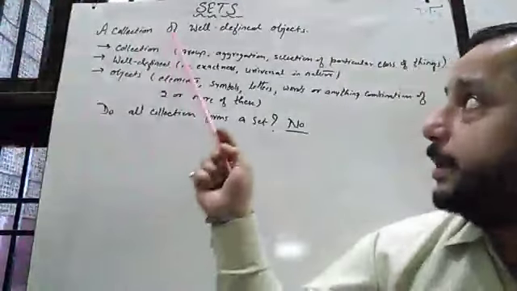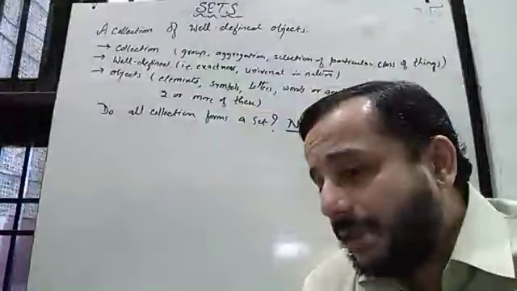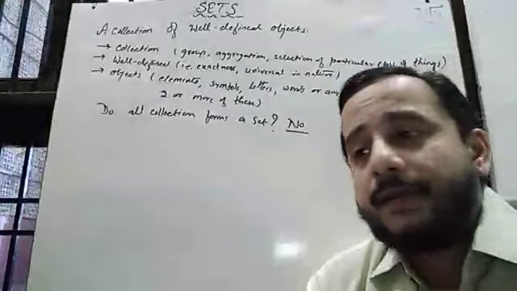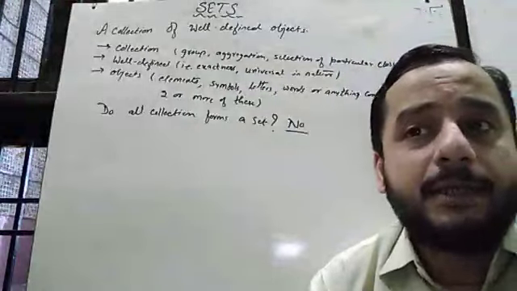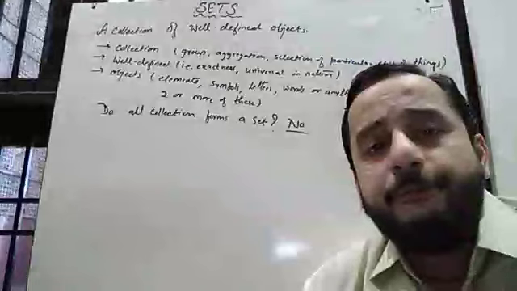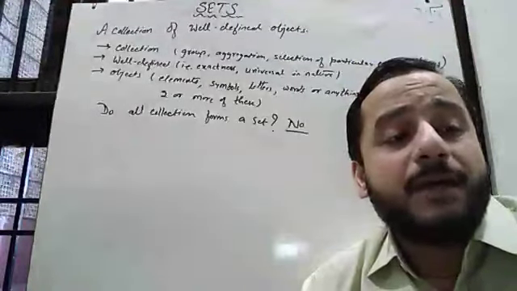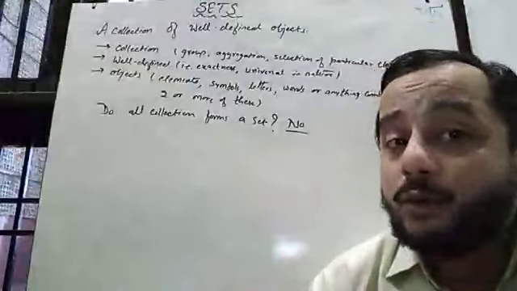Now the second term here is well-defined. What does well-defined mean? Well-defined means there should be exactness. For example, take a natural number less than 10. In this statement, I think every one of you knows what it means. It means numbers starting from 1 and ending at 9; it does not include 10.